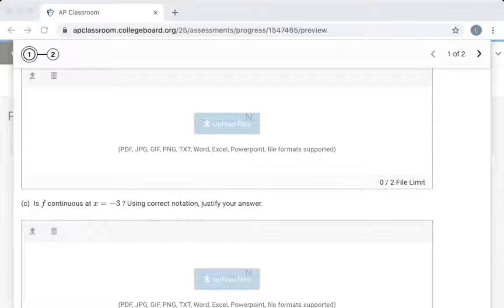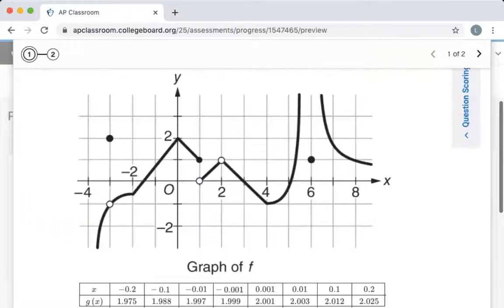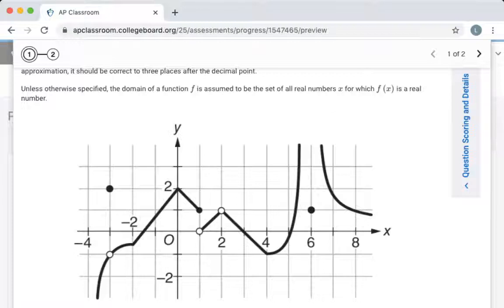Okay. So 1C says, is f continuous at x equals -3? Again, we're just focused on f, so that's good. So the table with g, completely ignore. I don't care about it. All I care about is the graph of f. Is f continuous at x equals -3? Let me scroll up. x equals -3. Bam, right there. Is it continuous there? That's the question.